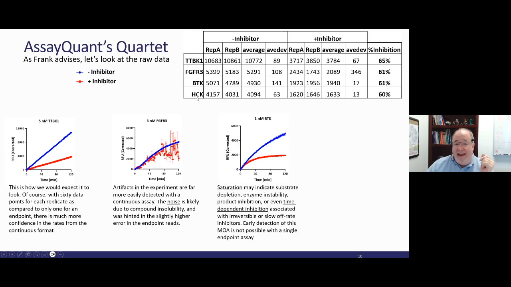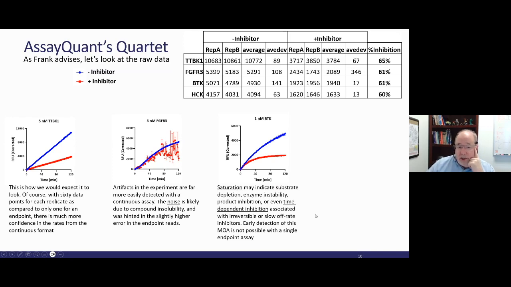Okay. With BTK, here's an inhibitor of BTK that actually shows a whole bunch of saturation as you get deeper and deeper into the progress curve here. So the level of inhibition is dependent upon the time at which you read it. That's time-dependent inhibition, okay? And if you can identify that and fully characterize it, you can provide an awful lot of good information about both irreversible inhibitors, of which this is one, or slow off-rate inhibitors.